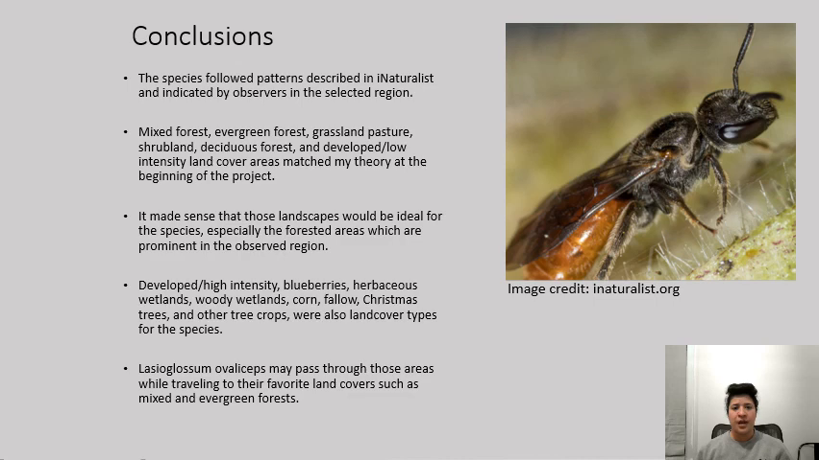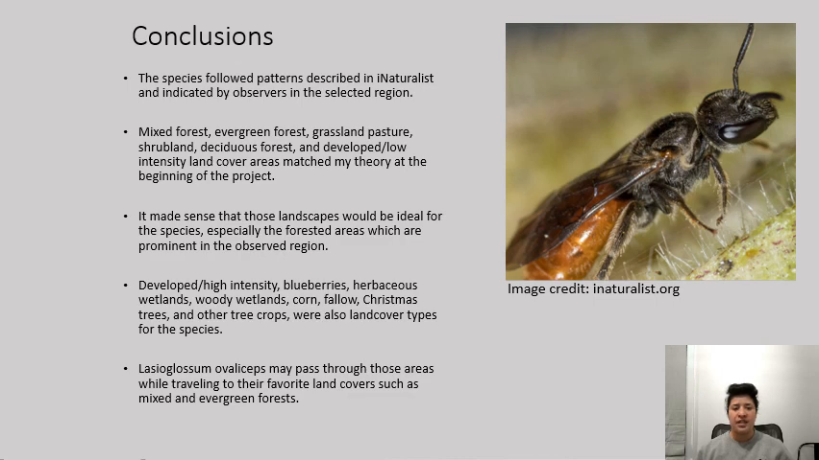The species followed patterns described in iNaturalist.org and indicated by observers in the selected region. Mixed forest, evergreen forest, grassland pasture, shrubland, deciduous forest, and developed low-intensity land cover areas matched my theory at the beginning of the project. It made sense that those landscapes would be ideal for the species, especially the forested areas which are prominent in the observed region.